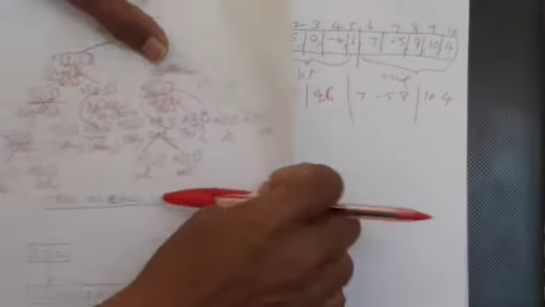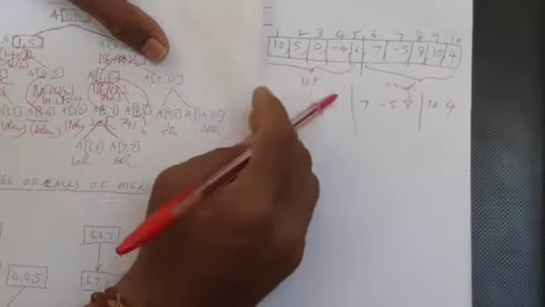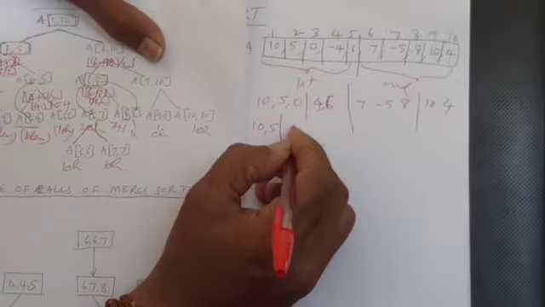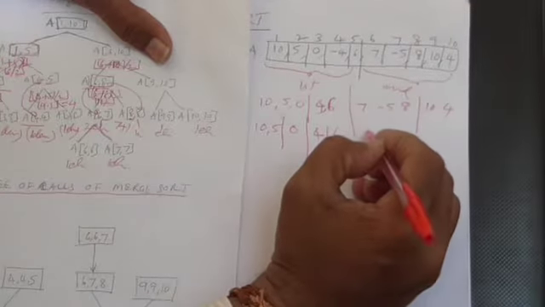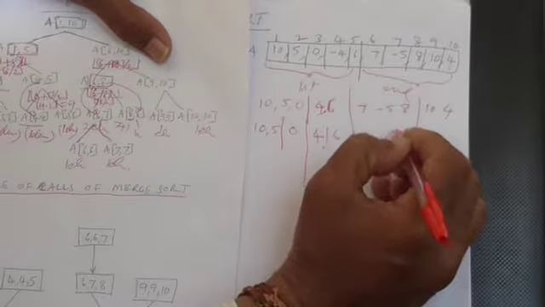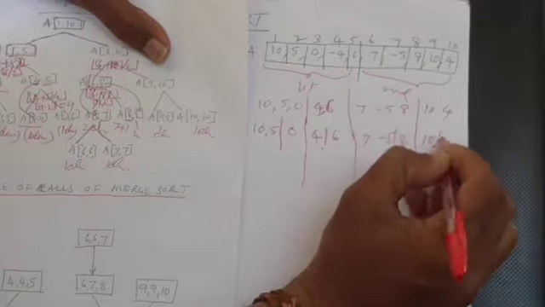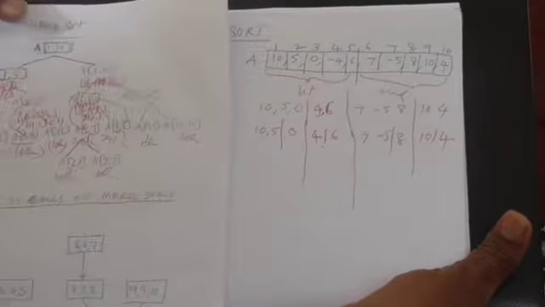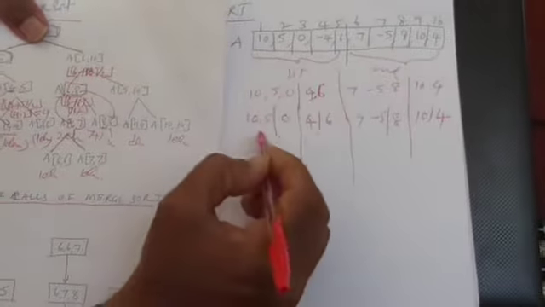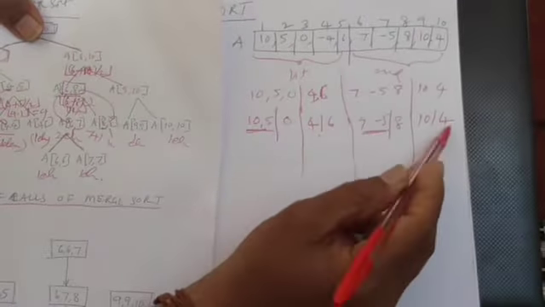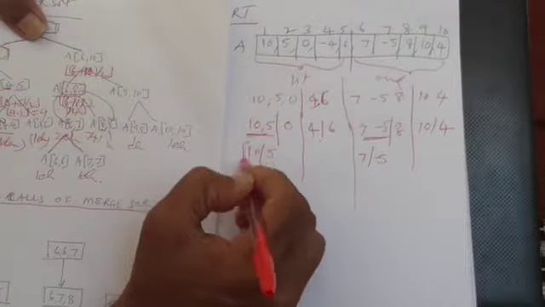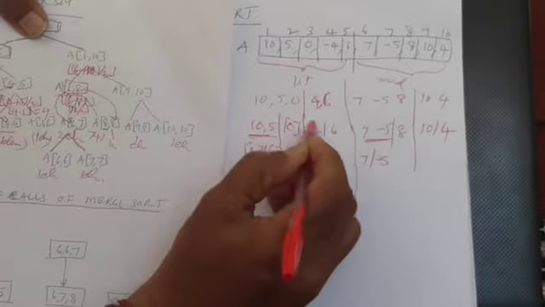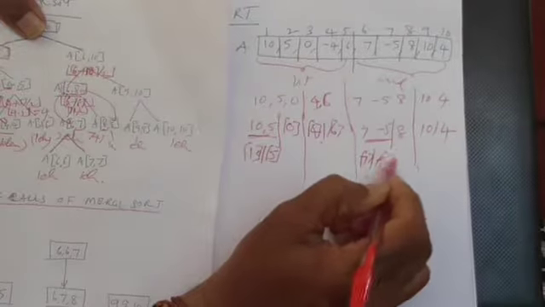And if you remember now, it is A12. So what I do is, I say it is further 10, 5, one part, 0 is the other part. Now this is 4 and 6, so as it is, 4 and 6. Again, 7 and minus 5, one side, 8 is the other side, and 10, 4, you have divided. So if you observe here, there are two lists, this needs further division, but these things, they don't require further division. So you divide this further, and this also. Now if you observe, this is a single element, single element, and so on.